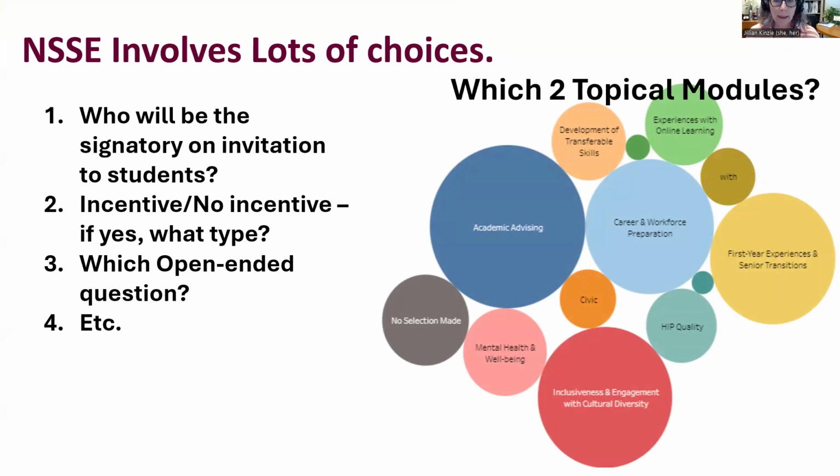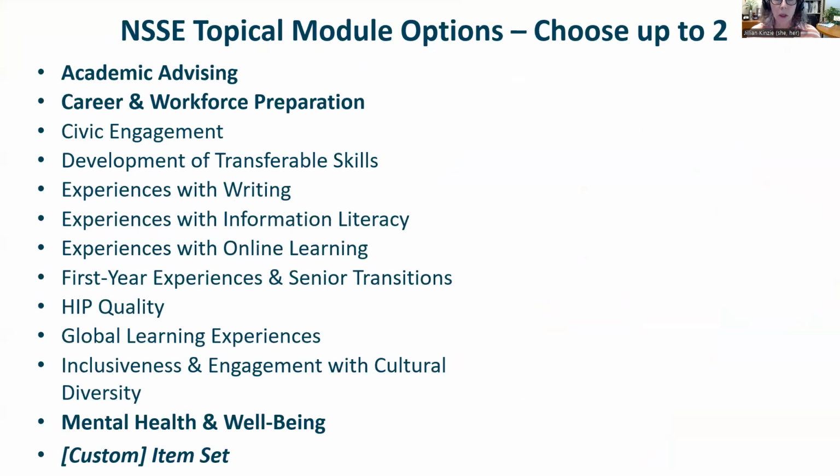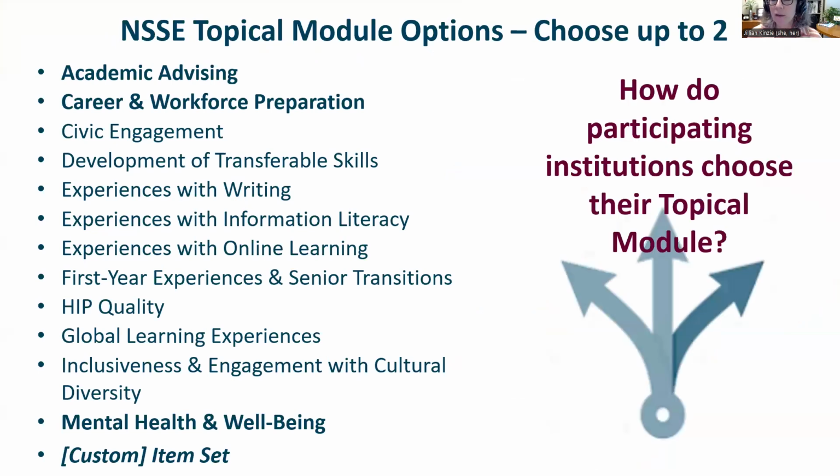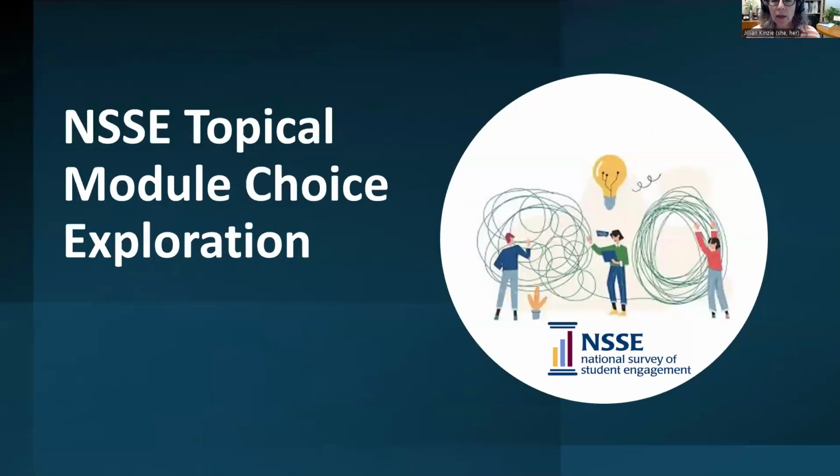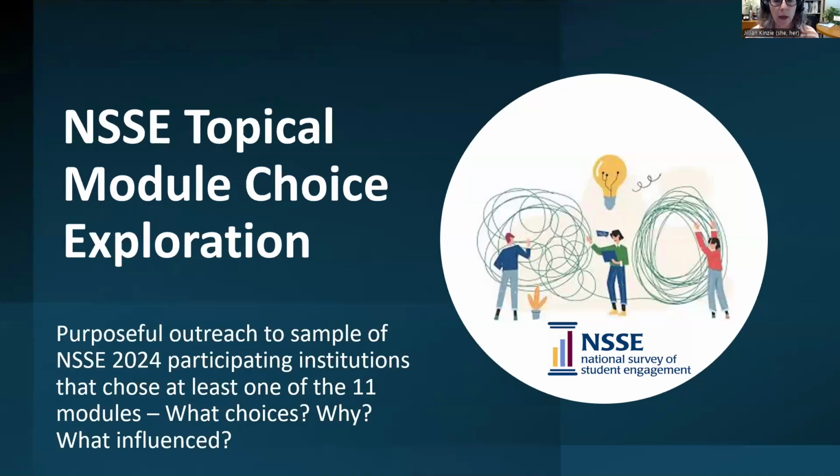Every year on NSSE, institutions are afforded the opportunity to make a choice about up to 2 topical modules. And here are the current topical modules that are offered beginning in 2025, and institutions could choose up to 2 of them. Now, there are 13 options here. So we were really curious about how institutions choose their topical modules. So we actually decided to undertake an exploration project about this choice.